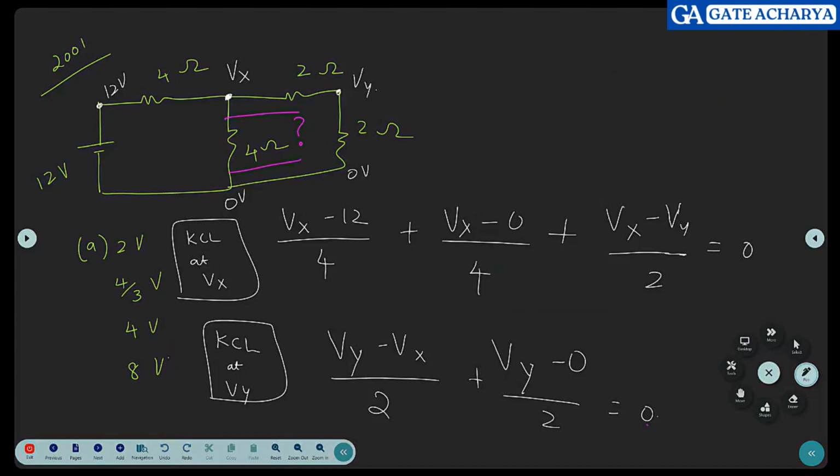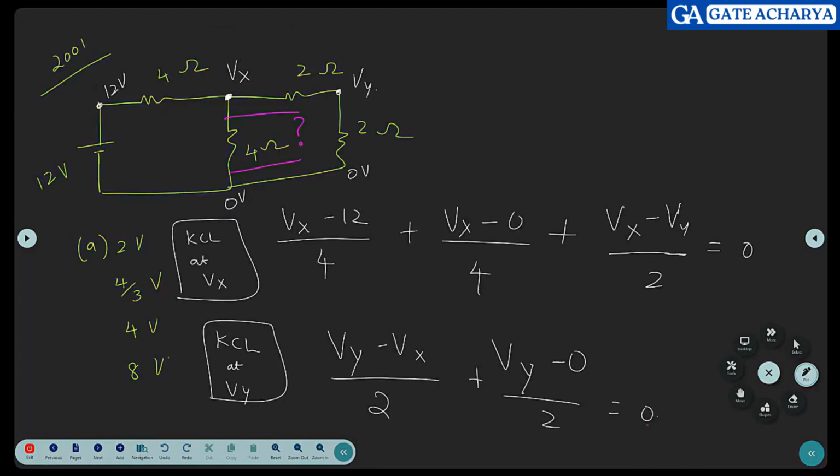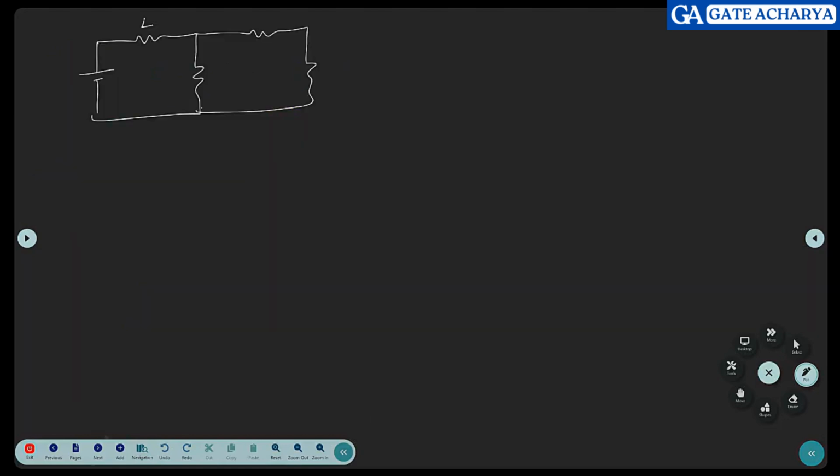I just took this opportunity to write this KCL thing. How do you write KVL? Two loops, loop equal. First loop. How does it look like? Say I'm going to write this KVL thing.